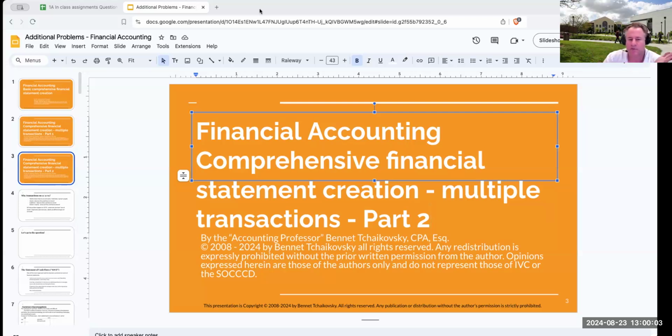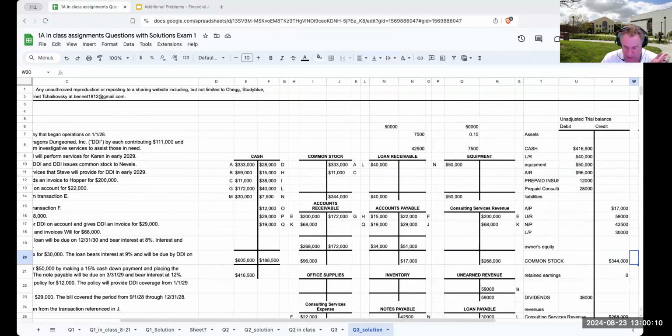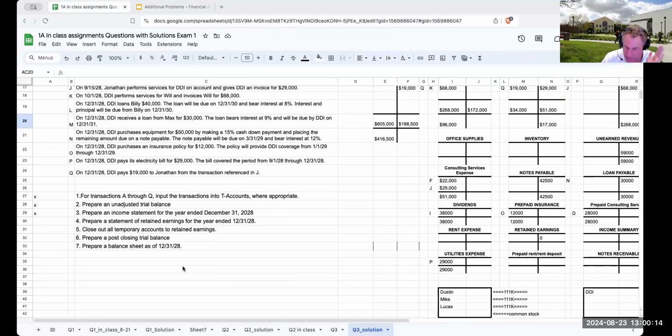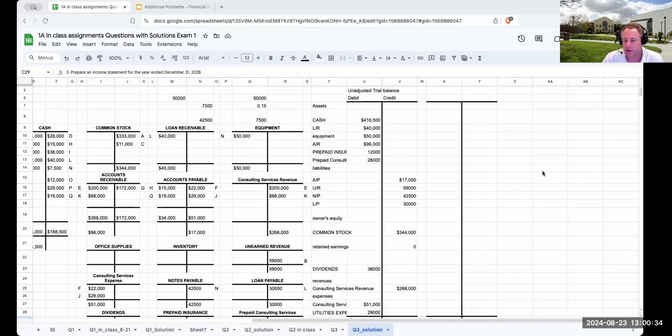So coming over here, let's go ahead and get back to the question. We've gone through and input the initial transactions, and now we're ready. We've made a trial balance. Everything balances. We're now ready to prepare an income statement for the year ended December 31st, 2028. Remember, when it comes to an income statement, what we're doing is showing our revenues less our expenses, or how much we went through and earned during a particular period of time.